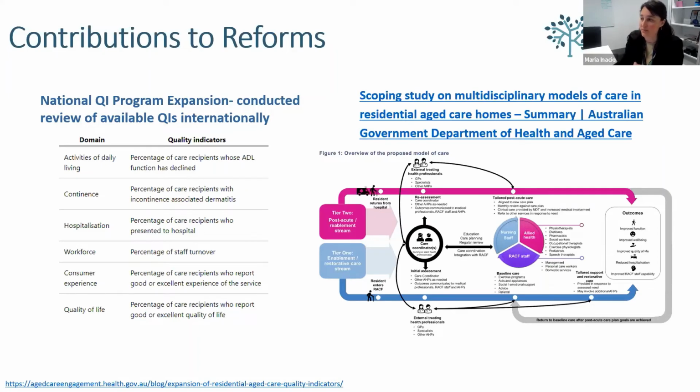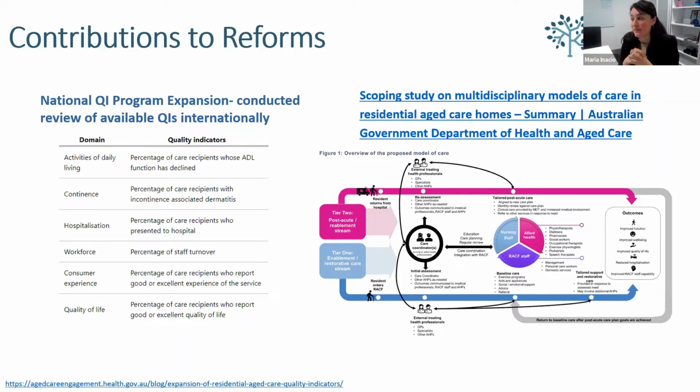We were involved, for example, in the expansion of the quality indicator program that is going to be happening later this year. This was recently announced in regards to domains that were identified. Right now, there are 5 domains captured by the quality indicator program and 8 indicators. There will be an additional 6 domains added, listed here on the slide, and I think these are absolutely the domains that should be implemented as part of the program.